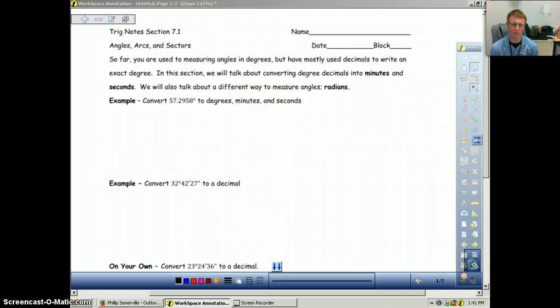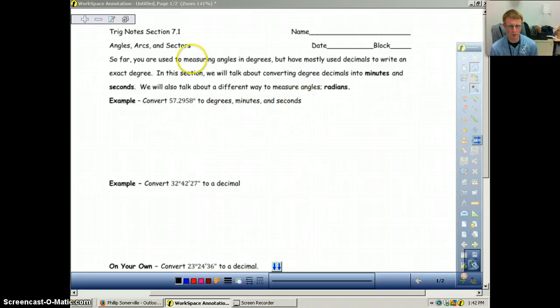And then we're also going to talk about radians, which is another way to measure an angle. It's dealing with a different method. So we've talked a little bit about that in the calculator, about how being in degree mode and radian mode can be different. So we're going to talk a little bit about that. So let's first talk about converting our degrees into degrees, minutes, and seconds.